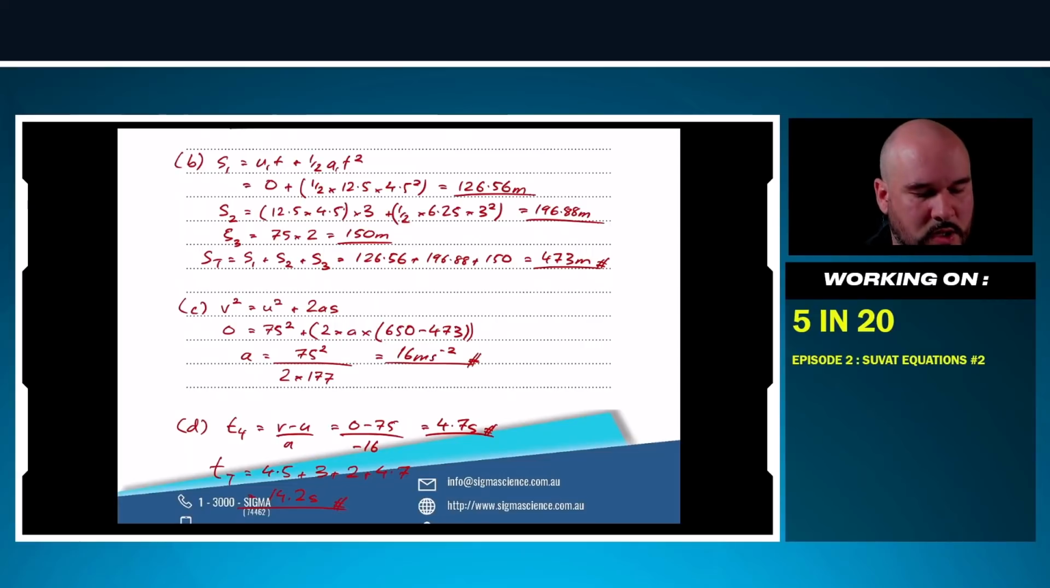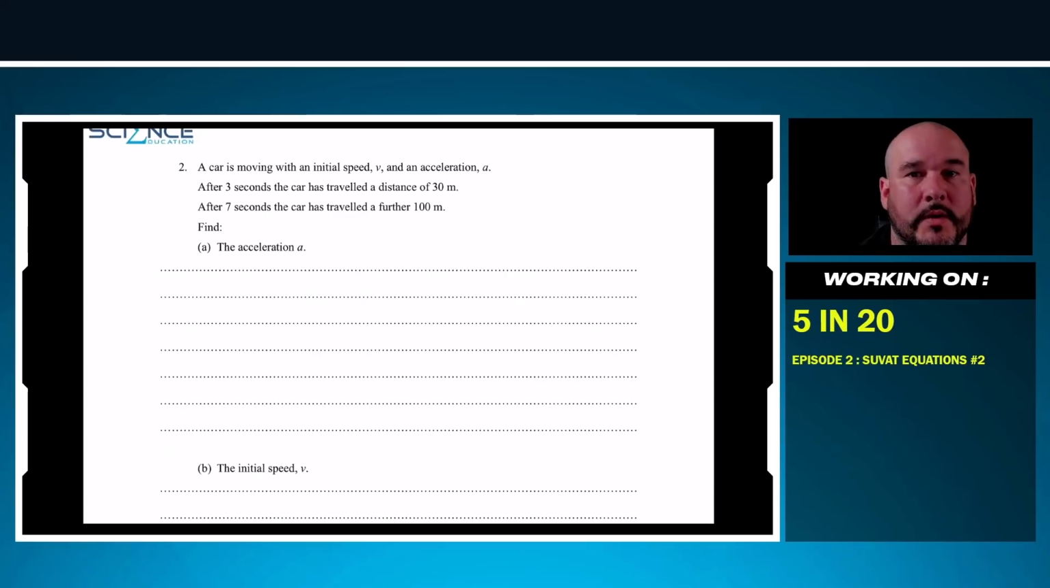All right, question 1 is done. On to question 2. Question 2, a little bit quicker. So we've got a car moving with an initial speed V and acceleration A. After 3 seconds, the car has gone 30 meters. After 7 seconds, the car has traveled a further 100 meters. Find the acceleration and find the initial speed.